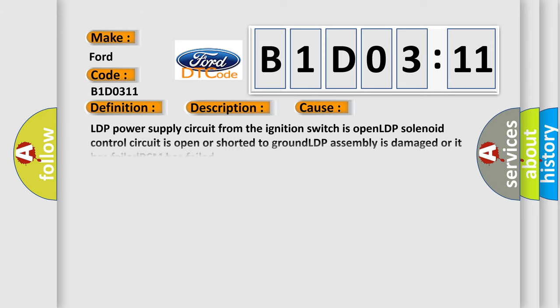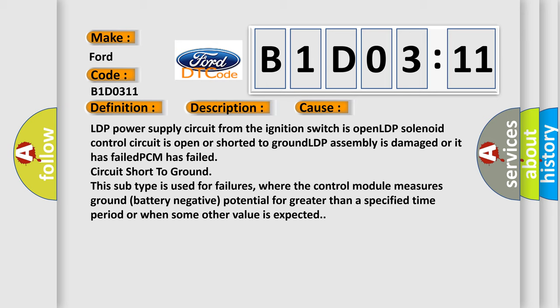This diagnostic error occurs most often in these cases. LDP power supply circuit from the ignition switch is open. LDP solenoid control circuit is open or shorted to ground. LDP assembly is damaged or has failed. PCM has failed. Circuit short to ground: this subtype is used for failures where the control module measures ground battery negative potential for greater than a specified time period or when some other value is expected.